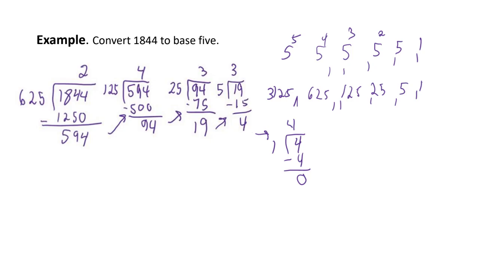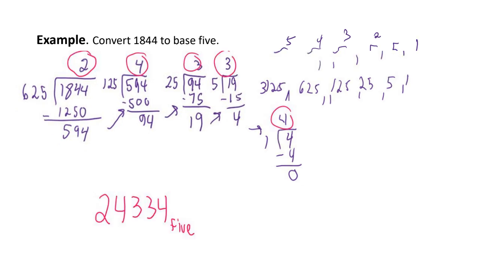Even when the number is smaller, you still put it there as a 0, because since this is place value, if one of these powers were not to fit into it, we put a 0, and then we still represent the division. Well, as before, the answer is going to be found by using the quotients, the numbers on the top, 2, 4, 3, 3, and 4. And that's actually my answer. So 1,844 in base 5 is represented as 2, 4, 3, 3, 4. And then I put a 5 as a subscript.